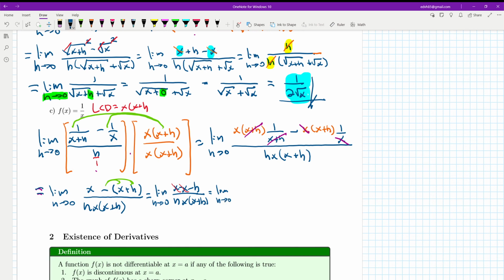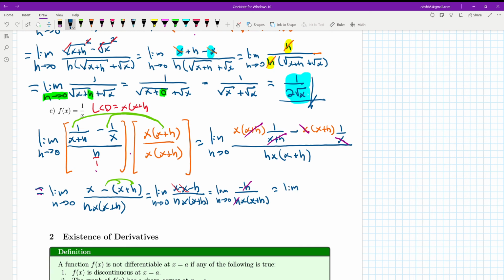As h approaches 0, in x times (x plus h), see how that h gets cancelled. And we're no longer going to have that h equals 0 in the denominator. So now we are going to end up with the following.